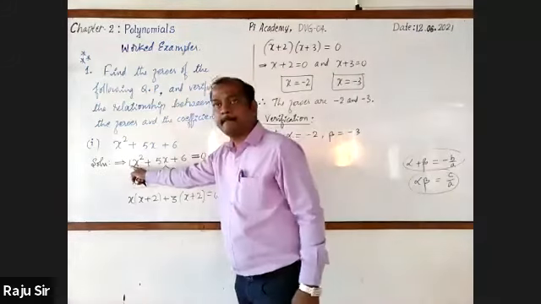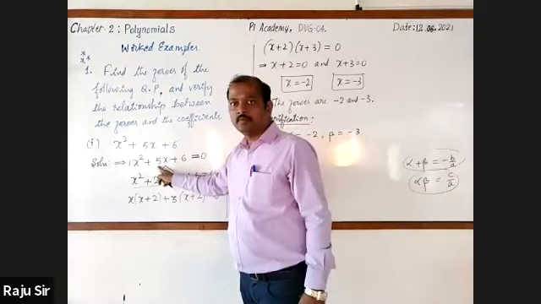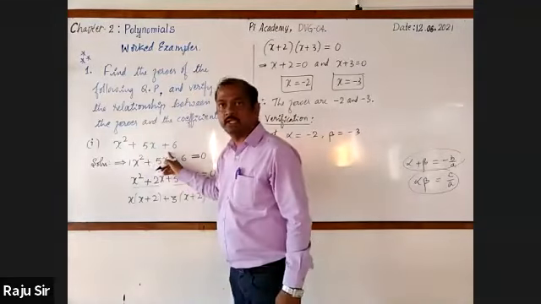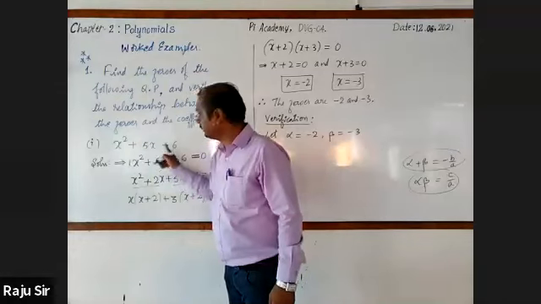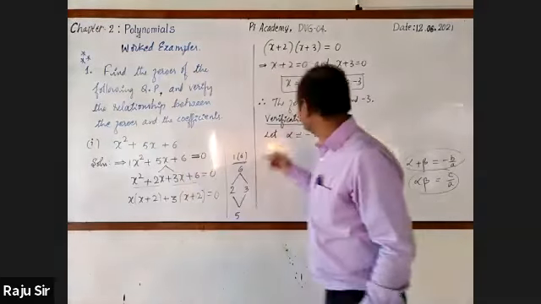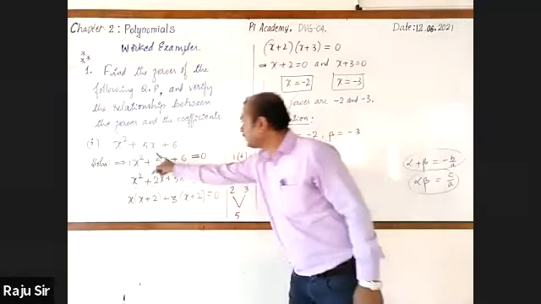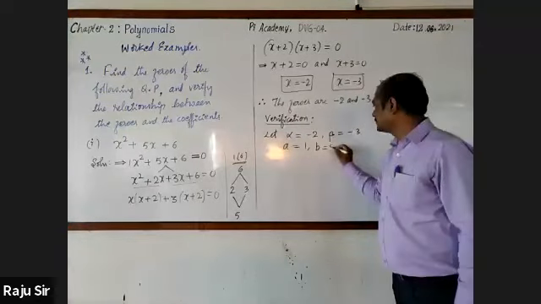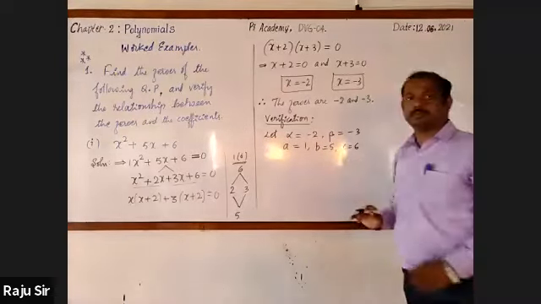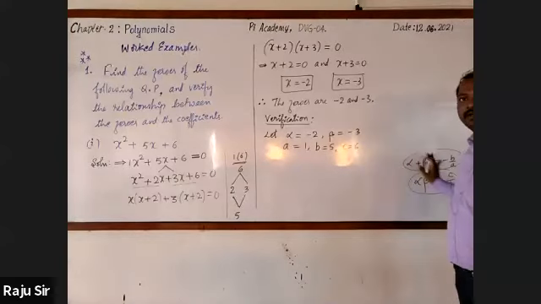What is a? 1. b is 5, and c is 6. If you do not understand, you must ask. It is of the form ax square plus bx plus c. In place of a there is 1, in place of b there is 5, and in place of c 6 is there. Let us write it: a is equal to 1, b equal to 5 and c equal to 6. We have both the zeros as well as the coefficients. Now we have to verify them.